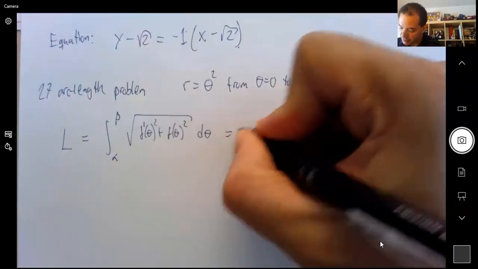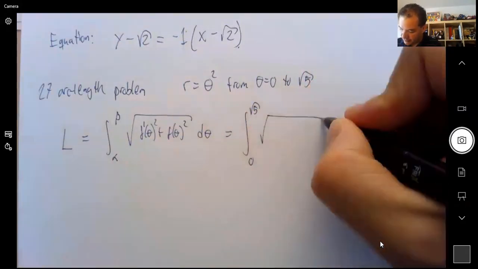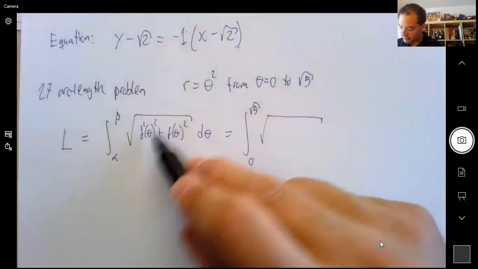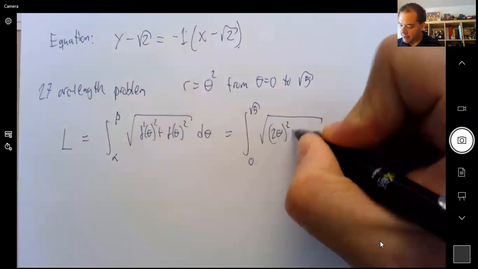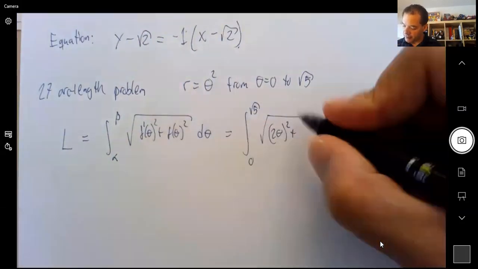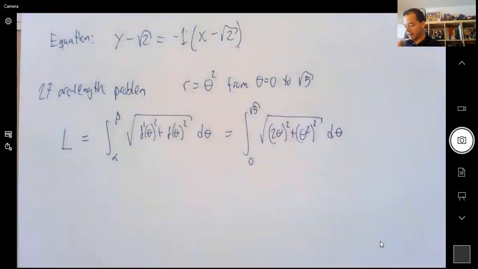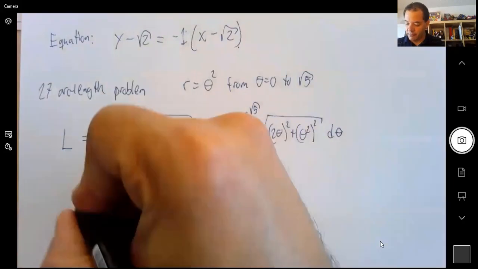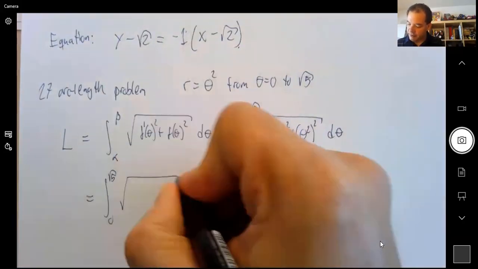So that's in general the formula. In this case, we want to do it from 0 to radical 5. What is the derivative of theta squared? It's 2 theta. And the regular function squared is theta squared, squared. And that's the part that you need to know, which is relevant. The rest is to do this integral. Now we're in the realm of solving integrals, which we practiced before.